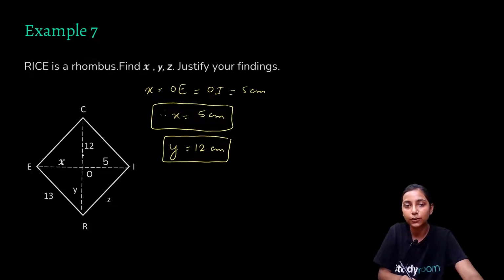Justification is that Y is going to be this OC, because Y is actually OR, it will be equal to OC because these diagonals are perpendicular bisectors. Same justification for X as well.